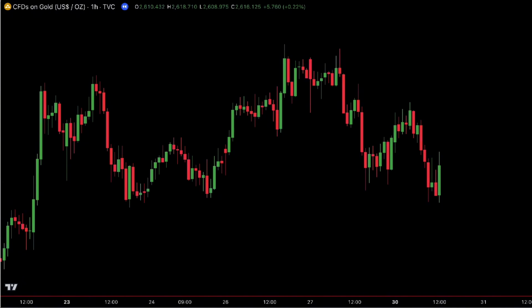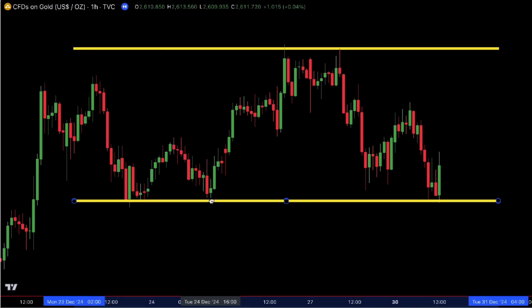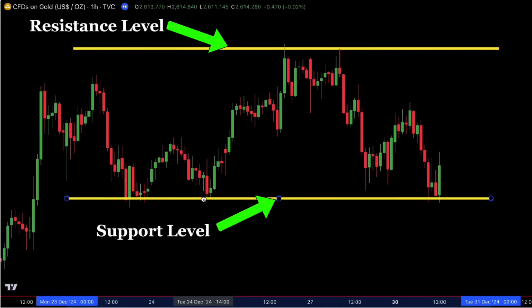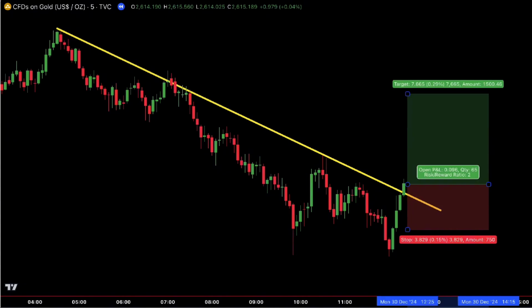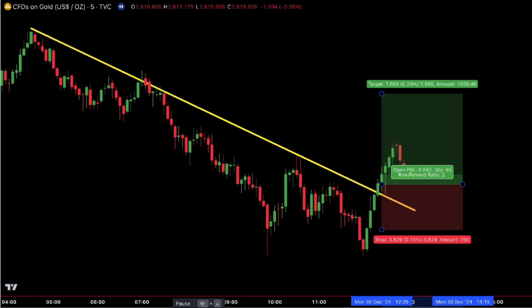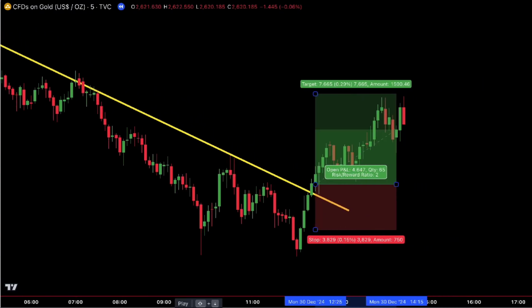Utilizing the hourly chart assists in pinpointing clear support and resistance levels, thereby guiding traders in making informed decisions regarding potential market movements. This approach is crucial for effective trading. Implementing a risk-reward strategy is vital. By establishing stop-loss orders and targeting profits at twice the risk, traders ensure a disciplined approach. This strategy maximizes potential gains while minimizing losses.